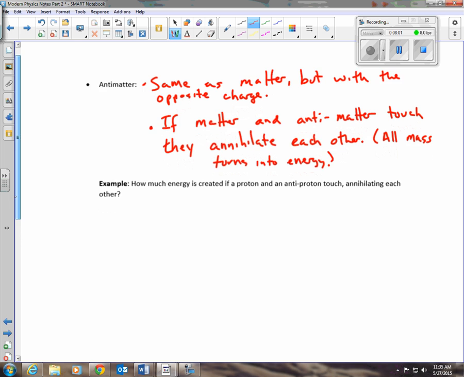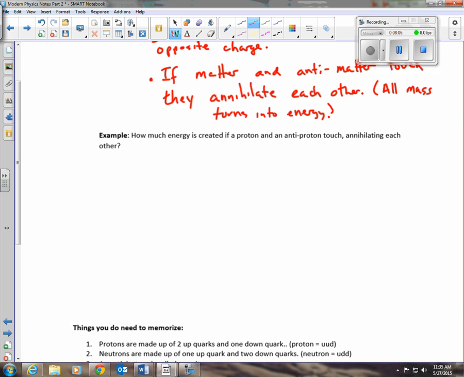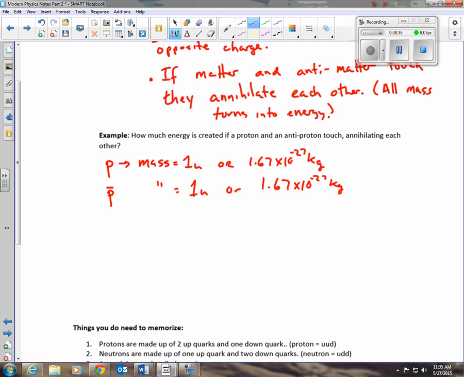Okay, so now, how much energy is created if a proton and antiproton touch and annihilate each other? So my proton has a mass of 1 U or 1.67 times 10 to the minus 27 kilograms. The antiproton has the same mass. It's identical except for the charge. So if they annihilate each other, the mass destroyed is 2 U's. Or if I want it in kilograms, I just double the 1.67 times 10 to the minus 27, and I get 3.34 times 10 to the minus 27 kilograms.